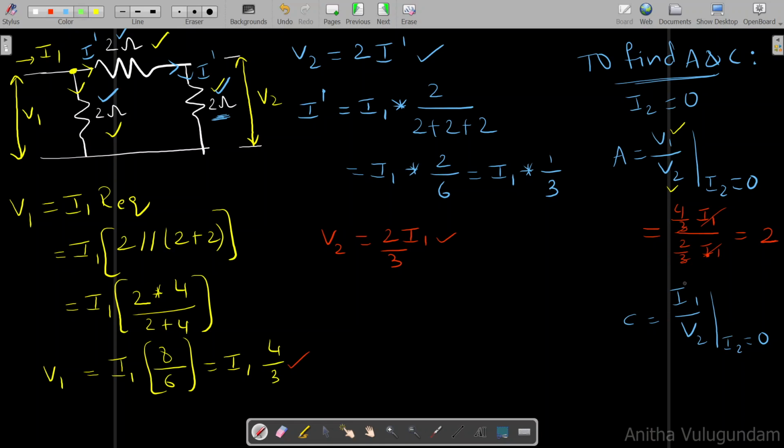To find the value of C, we should have I1 and V2. And here we got V2. So C can be written as I1 by, in place of V2, I'll substitute 2 by 3 I1. I1 gets cancelled. The value will be 3 by 2, that is equal to 1.5 mho, because C equal to I1 divided by V2, which is admittance. Units of admittance is mho. Value of C is 1.5 mho.